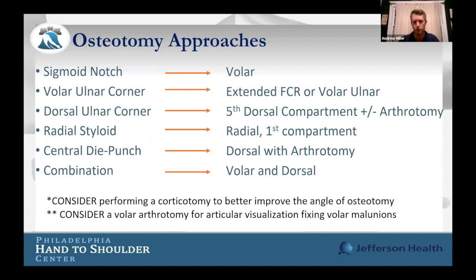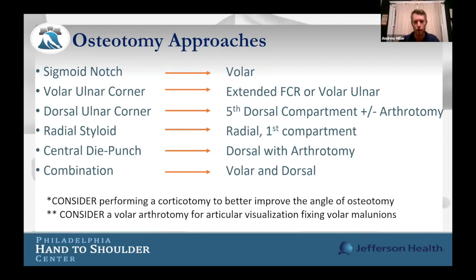And again, this is why I think you need to have a good 3D reconstruction to figure out and template your plan of attack. So, sigmoid notch, typically for me, that's volar, especially if there's a lot of radial translation from an extra-articular injury that has to be corrected. Your volar ulnar corner, I'm typically using an extended FCR approach, although I would consider a volar ulnar approach between the flexor tendons and the ulnar neurovascular bundle, if it's purely isolated to that volar rim.